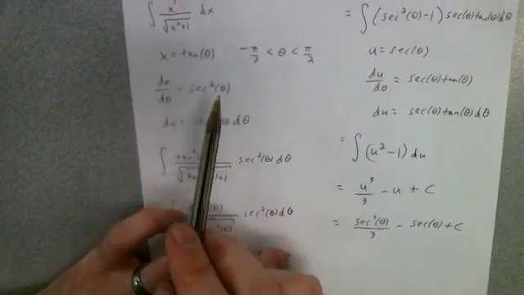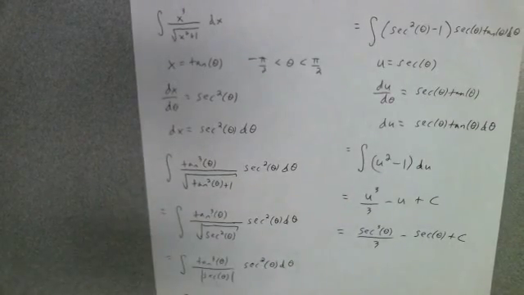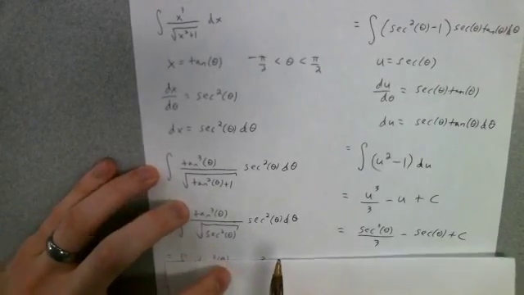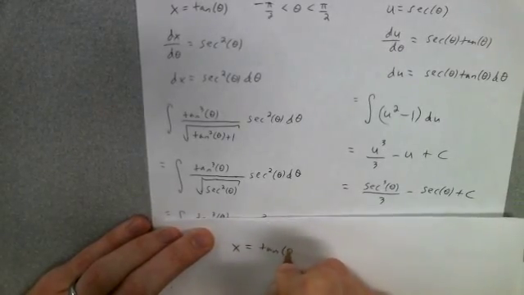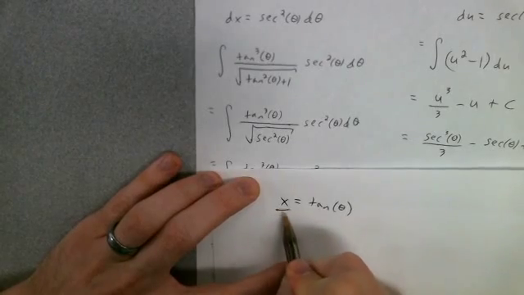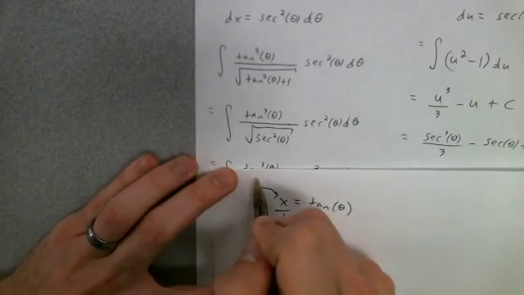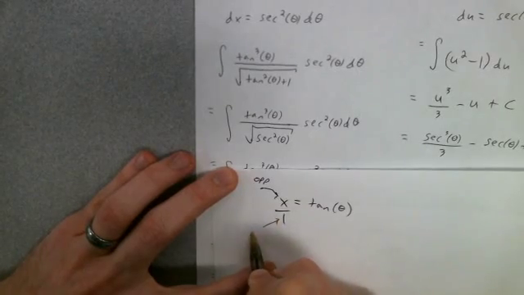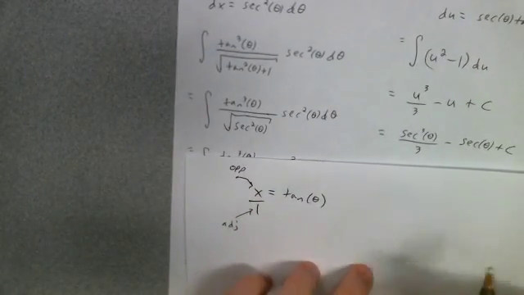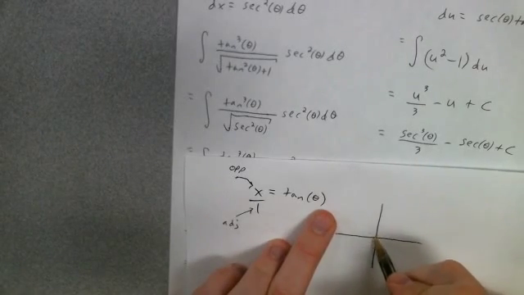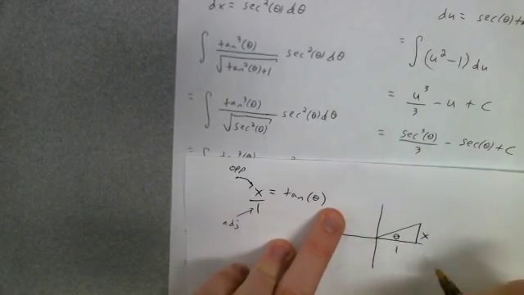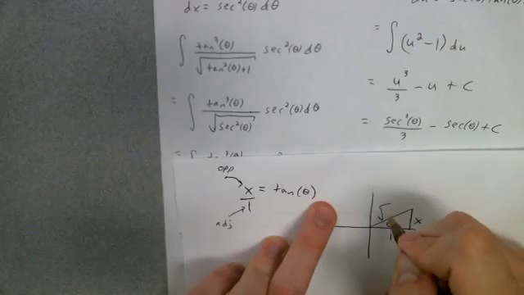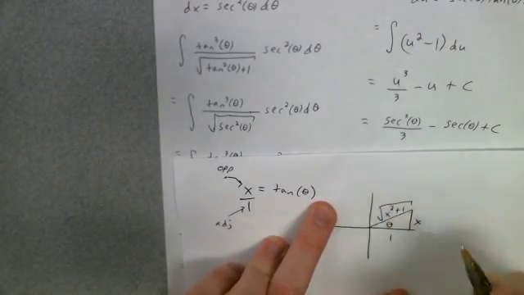And I still don't have x's in my problem. So here's where we use the triangle trick again. You say, all right, x was the tangent of theta, and I want the secant of theta. So x equals the tangent of theta. Think of this as x over 1. The reason I'm going to do that is because that's the opposite side, and that's the adjacent side in the triangle. So if you draw a triangle, angle theta, opposite side is x, adjacent side is 1. Use the Pythagorean theorem: the hypotenuse is the square root of x squared plus 1.